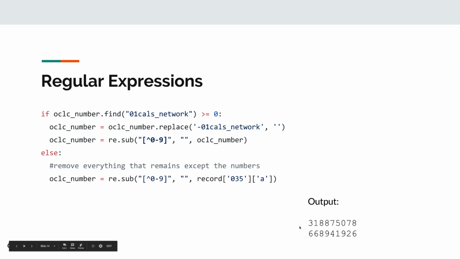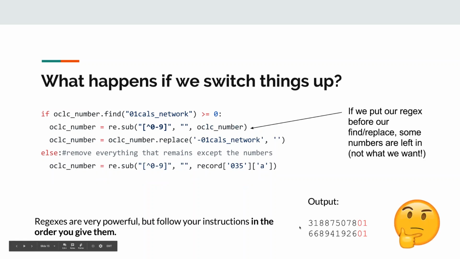Yay. Okay, so I'm going to give you this example because this is a mistake that I totally made when I was working on the script initially, and I couldn't figure out what was going wrong. So let's say we want to switch things up. This is the exact same conditional that we saw in the previous slide. I've just swapped out this line with this line, and now my regular expression is the first thing that is happening, and then the next line is that replacing of the 01 CALS network.